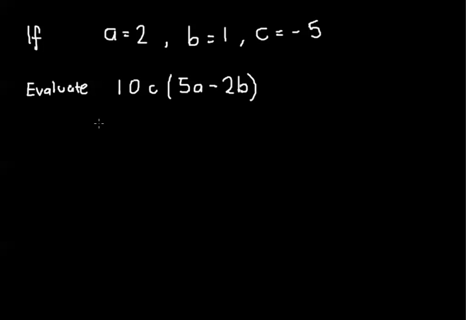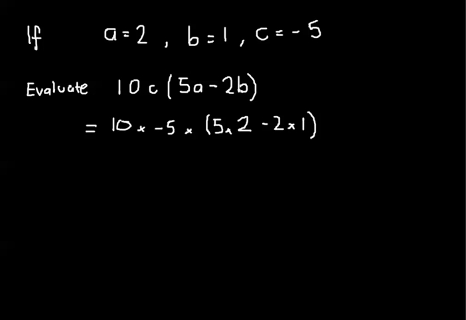So first though is you just want to substitute everything back in. So we've got 10, and then you've got a times c, which c is equal to negative 5 here. And then we're going to put our little times there again, just to remind us. So we've got now the brackets, everything inside the brackets, so it becomes 5 times a, which is equal to 2, minus the 2b, so minus 2 times b, which is equal to 1.